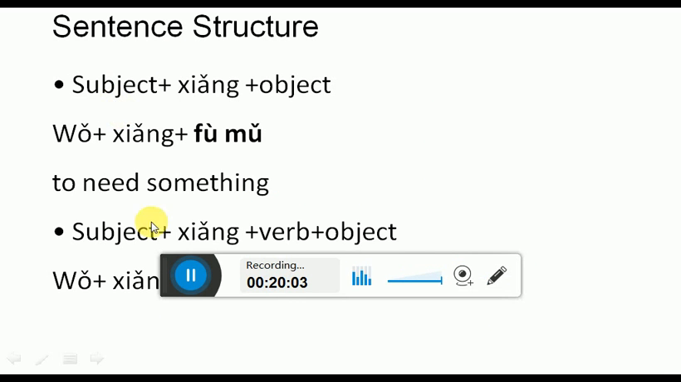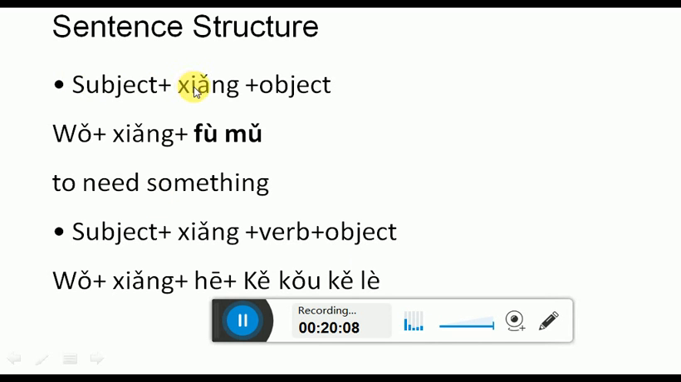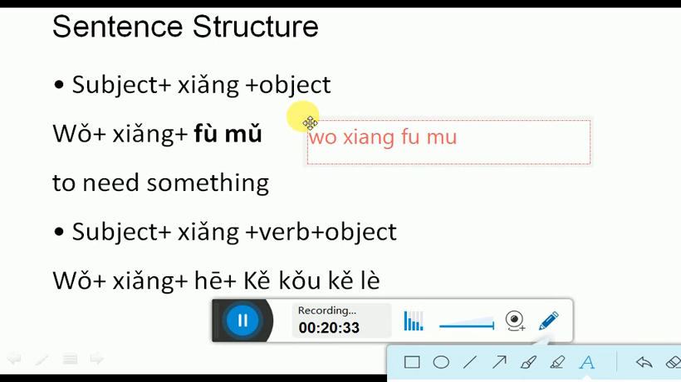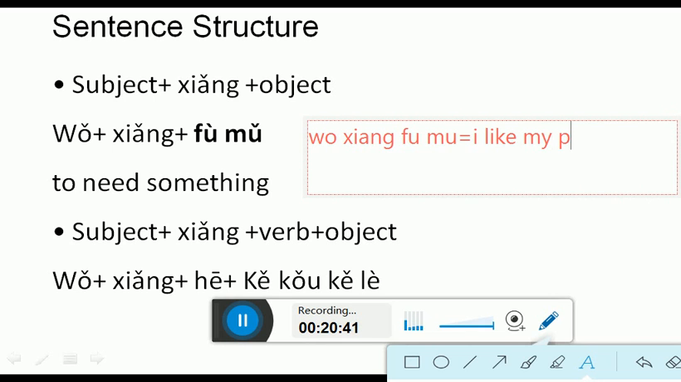Sentence structure for Xiang. Subject plus Xiang plus object. Wo xiang wo de fumu. I like my parents. Other meaning of Xiang is to need something. Subject plus Xiang plus verb plus object.